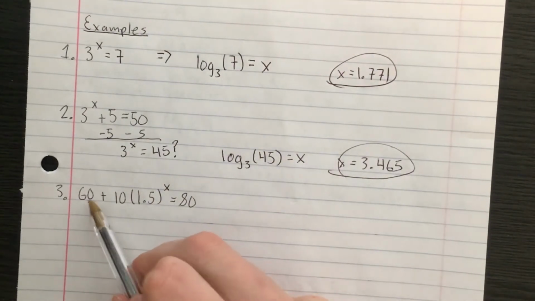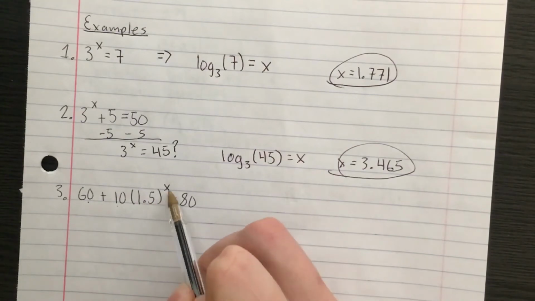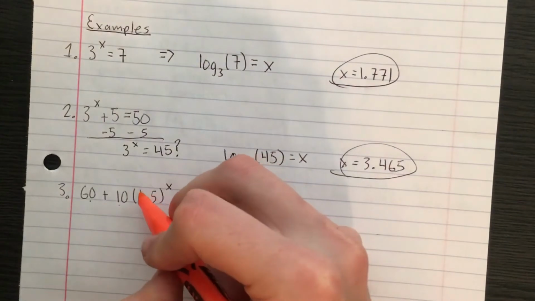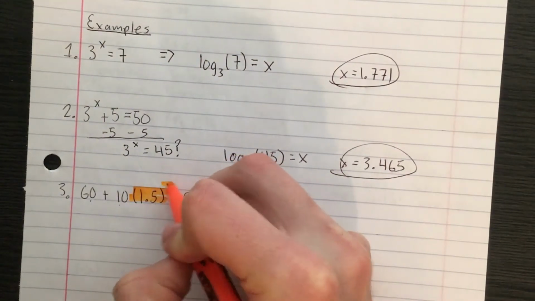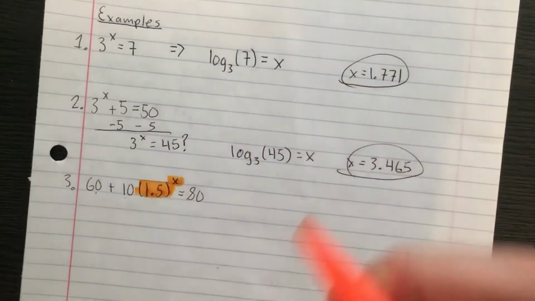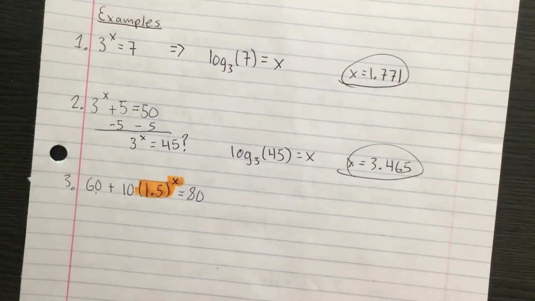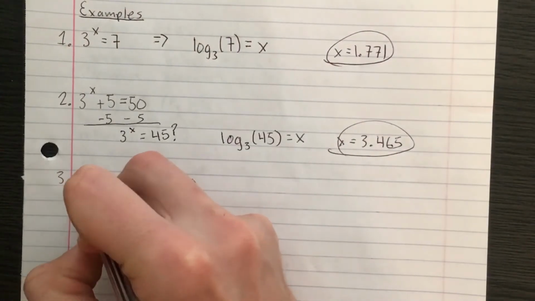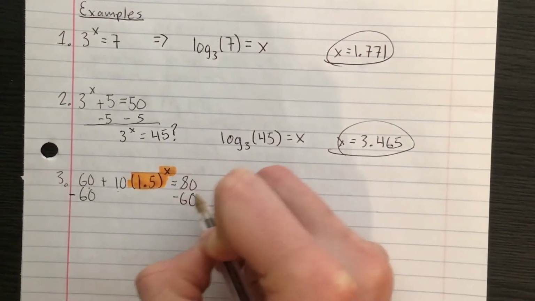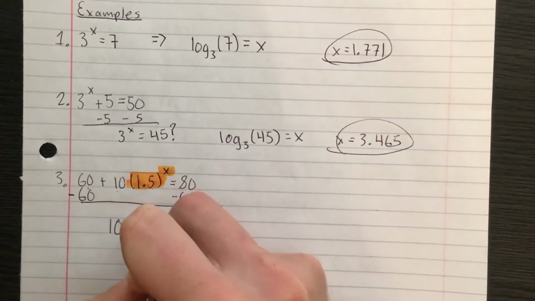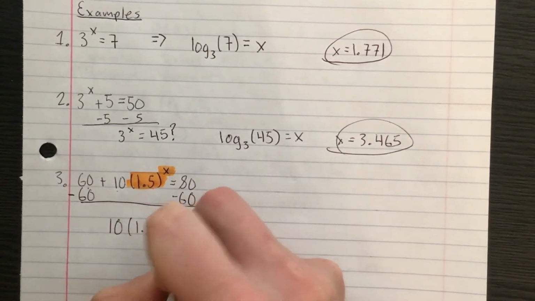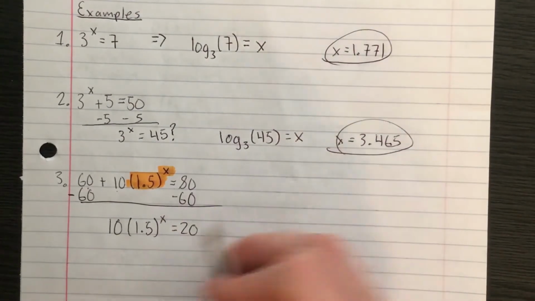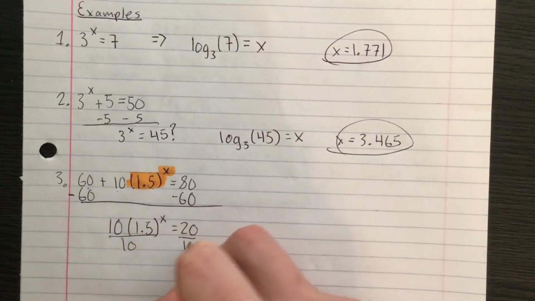So we've got 60 plus 10 times 1.5 to the x equals 80. And the thing I need you all to understand, the only thing that's the exponential part is this part in orange. The 10 is not a part of that exponential. It does not have the x on it, so it's got to go as well. So what we're going to do is subtract 60 from both sides here, get rid of that first. 10 times 1.5 to the x equals 20. So then to solve this, I'm going to divide both sides by 10.